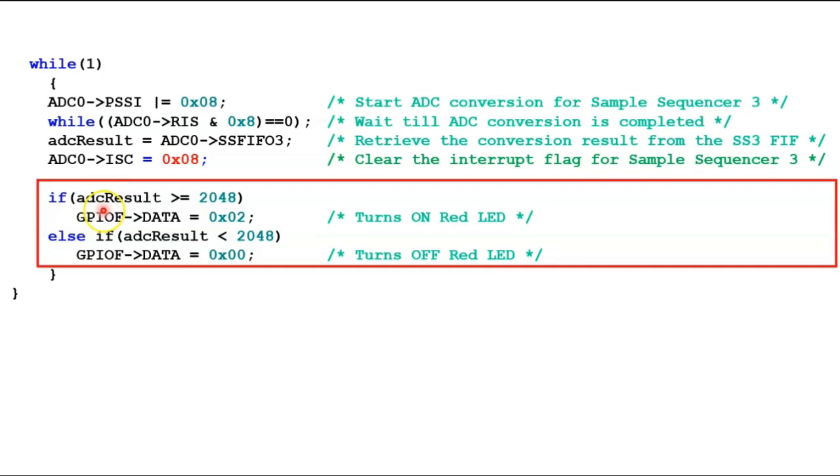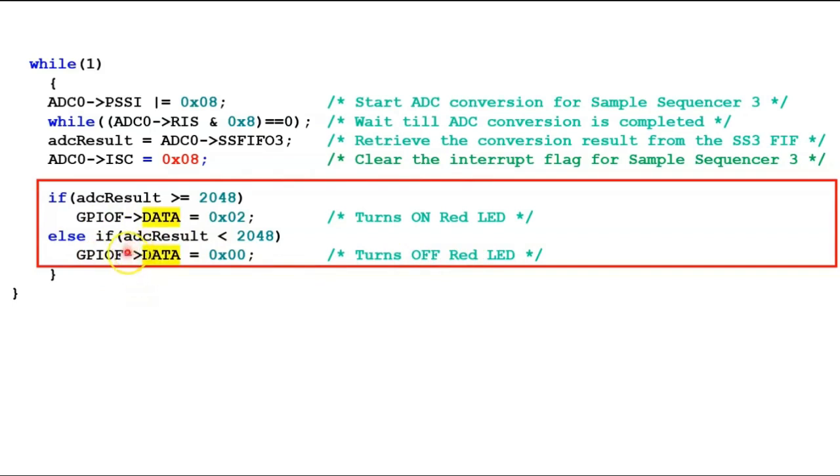Now, if the ADC result is greater than or equal to 2048, then it will turn on the red LED. If the ADC result is less than 2048, it will turn off the red LED. Now, let's take a look at this statement here.